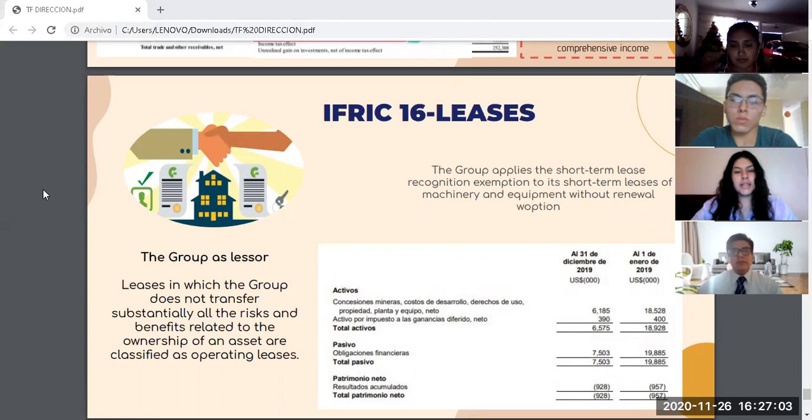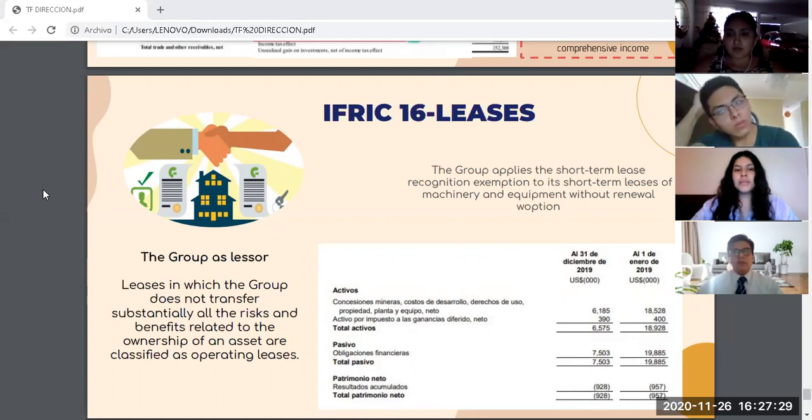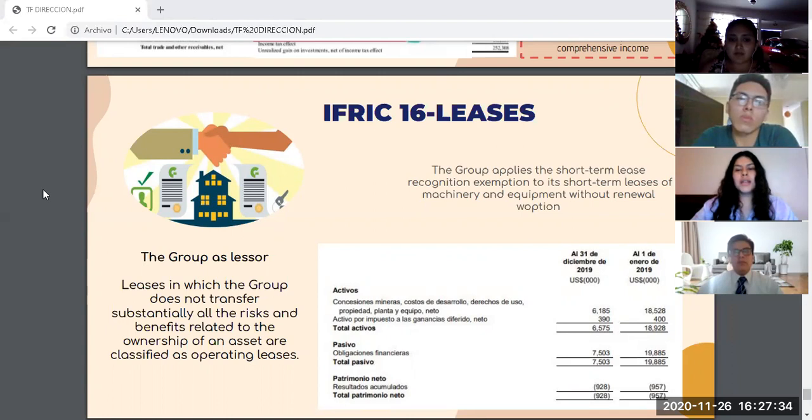At the start date of the lease, the group recognized the lease liabilities measured at the present value of the lease payments that will be made during the lease term. The group applies the short-term lease recognition exception to its short-term leases of machinery and equipment without a renewal option. According to the principle of IAS 17 leases, these liabilities are measured at the present value of the remaining payments, discounted using an incremental interest rate of the lease as of January 1st, 2019, of 5% per year. The effect of adopting IFRS 16 is as follows. The group as lessor: leases in which the group does not transfer substantially all the risks and benefits related to the ownership of an asset are classified as operating leases. Next, please.